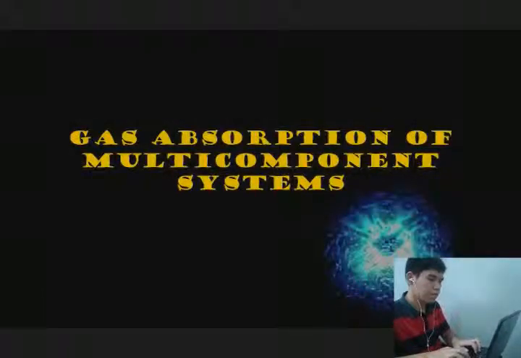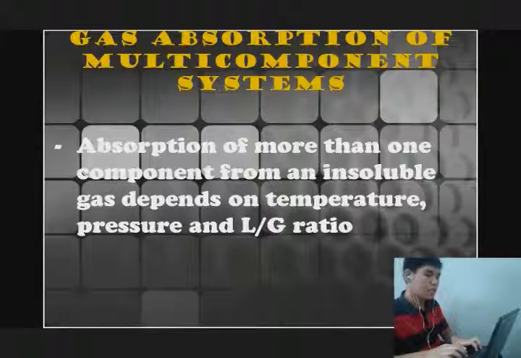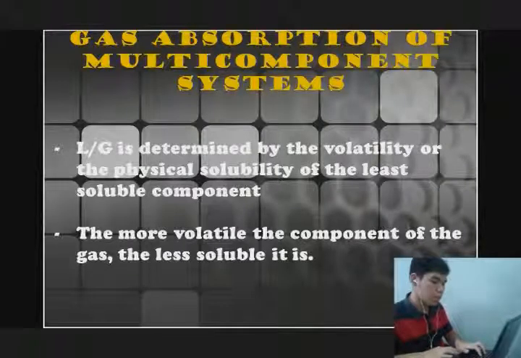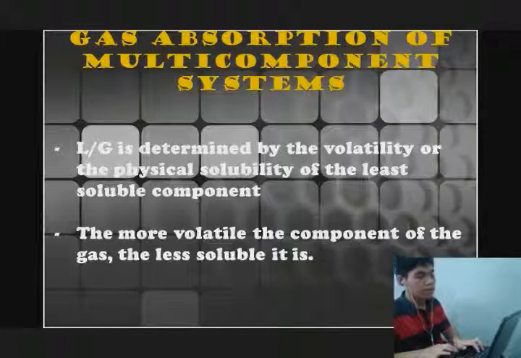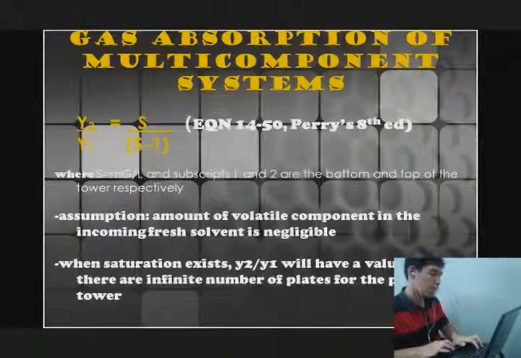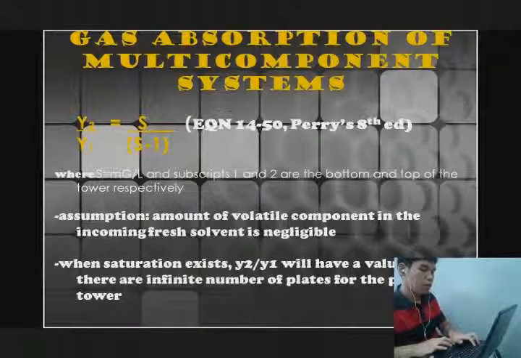Absorption in multi-component systems. When there are no chemical reactions involved, absorption of more than one component from an insoluble gas depends on temperature, pressure, and the liquid-to-gas ratio. The liquid-to-gas ratio is normally determined by the volatility or the physical solubility of the least soluble component. The more volatile the component of the gas, the less soluble it is, because of the tendency to escape into the gas phase. When the condition of saturation exists, the value of y sub 1 over y sub 2 will remain finite even for an infinite number of plates or transfer units.